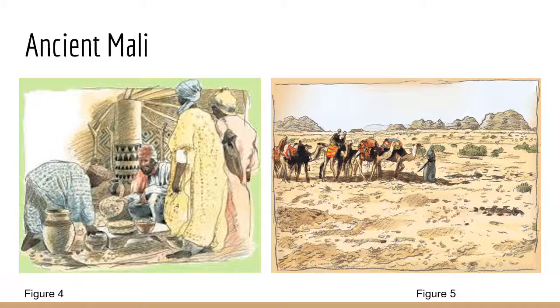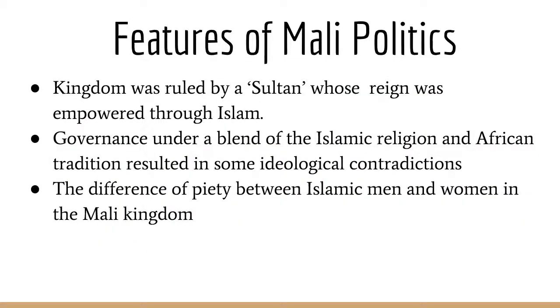Our presentation compares some of the differences in ancient Mali from before it became an Islamic nation to after and its characteristics. So some features of Mali politics that are necessary to understand the differences here is that the kingdom was ruled by a sultan whose reign was empowered through Islam. So it was an interesting relationship between the leaders of both religion and politics. But the governance was under a blend of Islamic religion and African tradition. So that resulted in some ideological contradictions between the people and philosophers of this time, including Ibn Battuta. And the difference of piety between Islamic men and women in the Mali kingdom is a driving force behind the contradictions and religious points of view at this time.